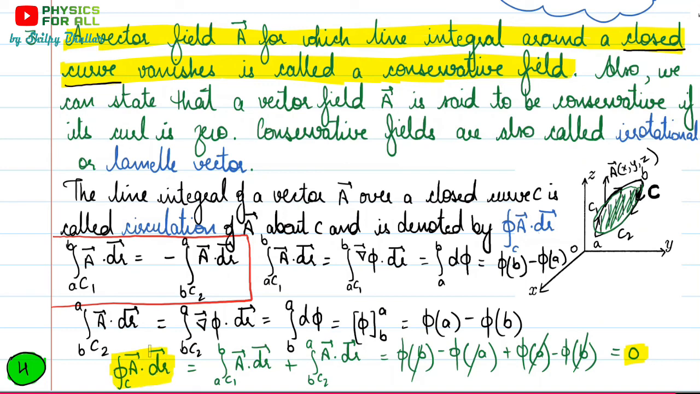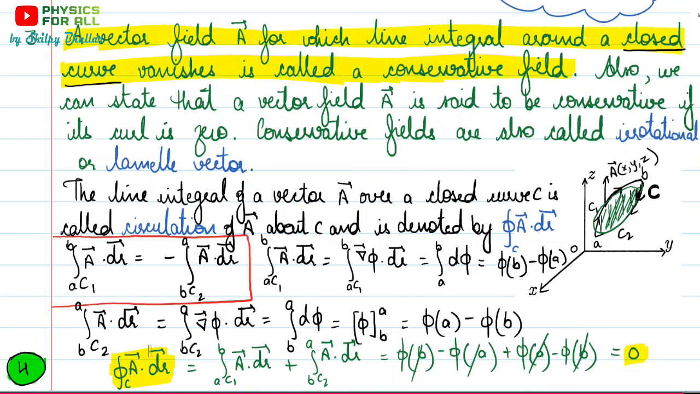So this is another way to detect whether a particular field is conservative or not. If we have a closed curve and we find the line integral over it, the best way is always to break it up into different curves. Whatever curves make that closed curve, you have to take the line integral along all those open curves which join to form a closed curve. And if by doing so the value comes out to be 0, then it is clear that the vector field present is a conservative one.